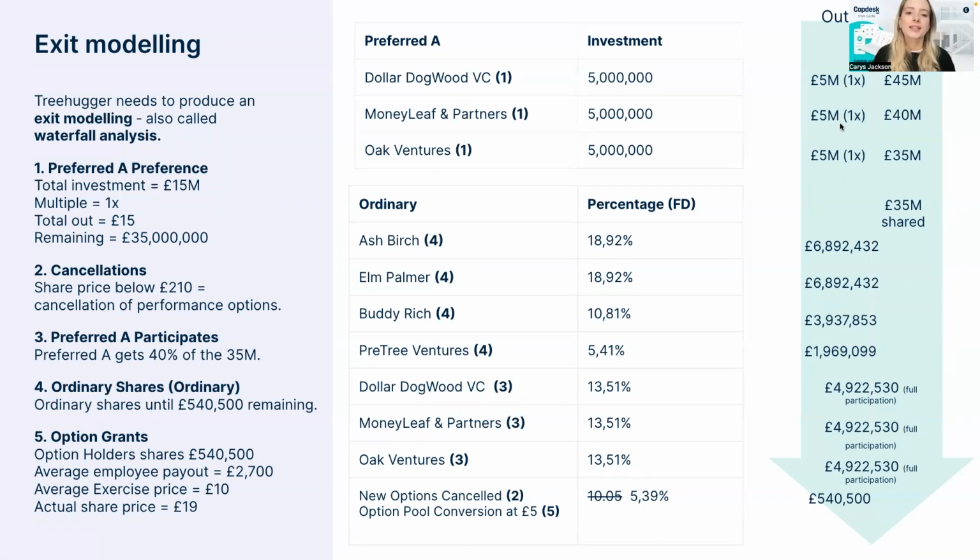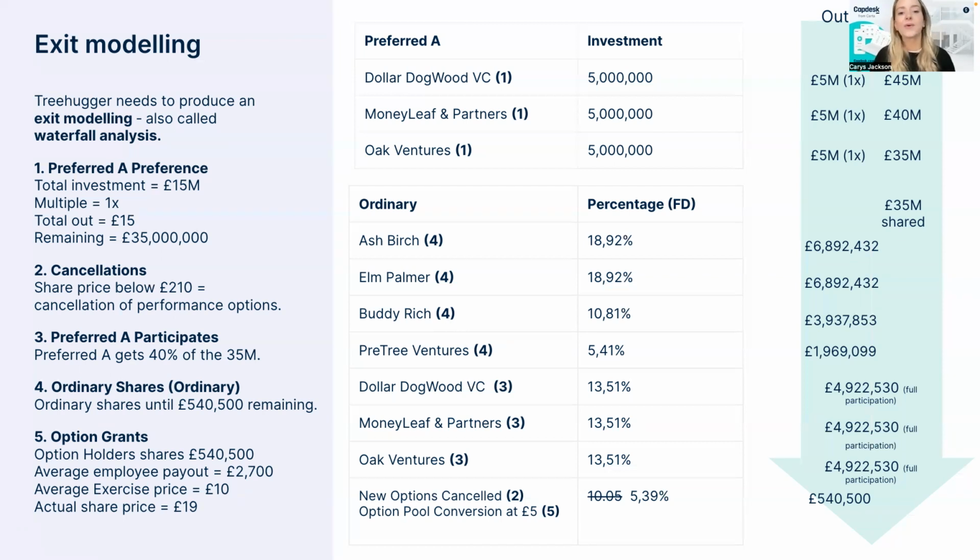Then Money Leaf takes out 1, and then Oak Ventures takes out 1. That means there's 35 million left. In this example, earlier on, we did have some performance-based options that we didn't get to go through in this presentation, but in the end, they didn't convert, so they were cancelled anyway. What you can see here is there is a big significance on whether you're preferred A shares or ordinary shares, and that's something that I really wanted to emphasize.